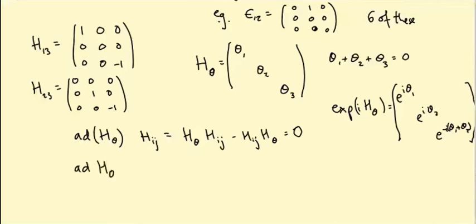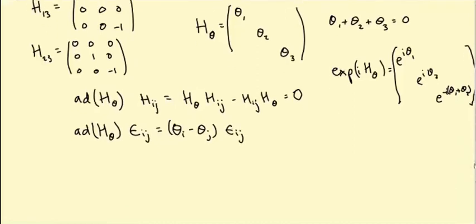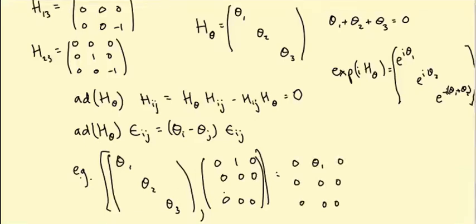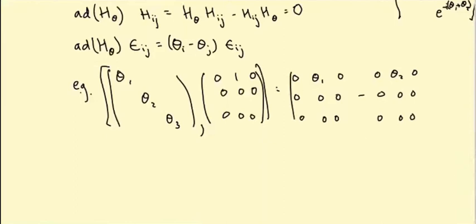And what about the Eijs? Well, ad h theta of Eij turns out to be theta i minus theta j times Eij. Let's just do one example. Let's do E12. So theta 1, theta 2, theta 3, brackets with E12, 0 1 0 0 0 0 0 0 0 equals, if I multiply them together in the order I've written them, I get 0 theta 1 0 0 0 0 0 0 0, and if I multiply them the opposite direction, subtract, I end up with minus 0 theta 2 0 0 0 0 0 0 0. So overall, I get theta 1 minus theta 2 in position 1, 2. Okay, so that's just one example of this.